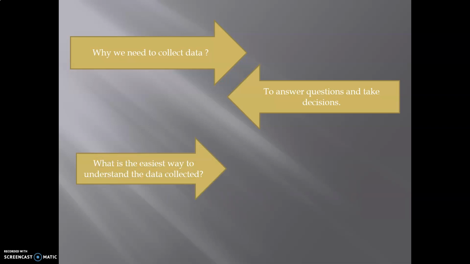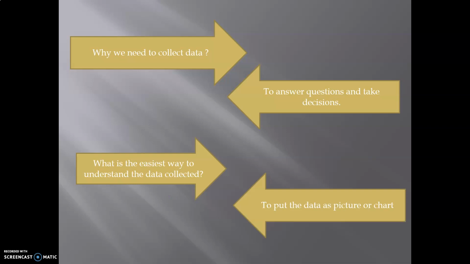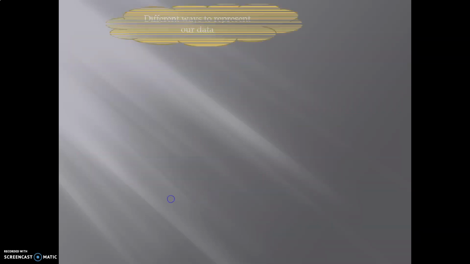So what is the easiest way to understand the data that we are collecting from our friends? To represent it in a picture or a chart. Let us see the different ways to represent or put our data in a way that we understand what is the most favorite color my friends like to wear during the sports day, and which color they don't like to wear at all. Okay, so let us see the different ways we can represent our data.